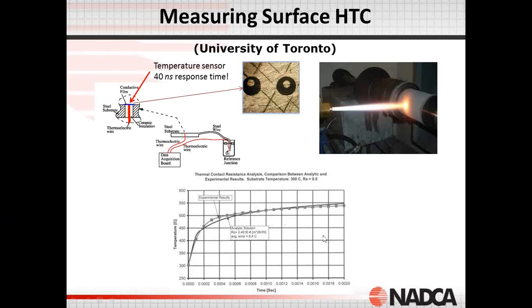And the way they determine what the interface resistance must be is that they use an analytical conduction model in which the only unknown is the interface resistance. And by iteratively varying that interface resistance, when the curve matches the experimental data, they can back out what that thermal resistance is.